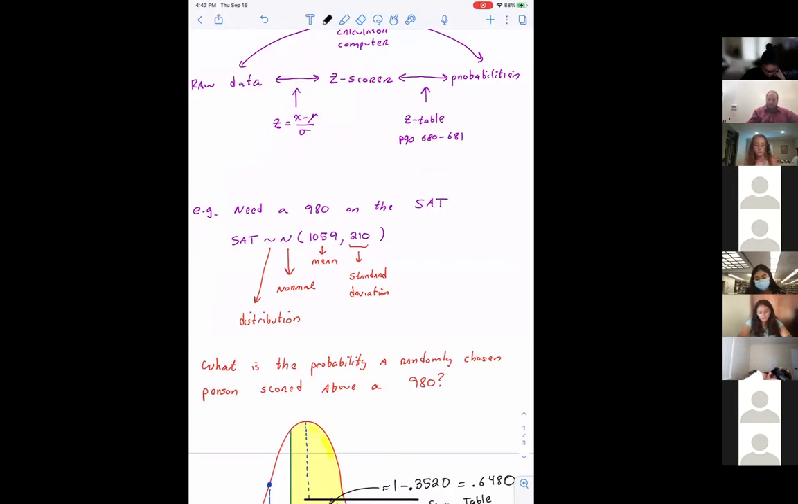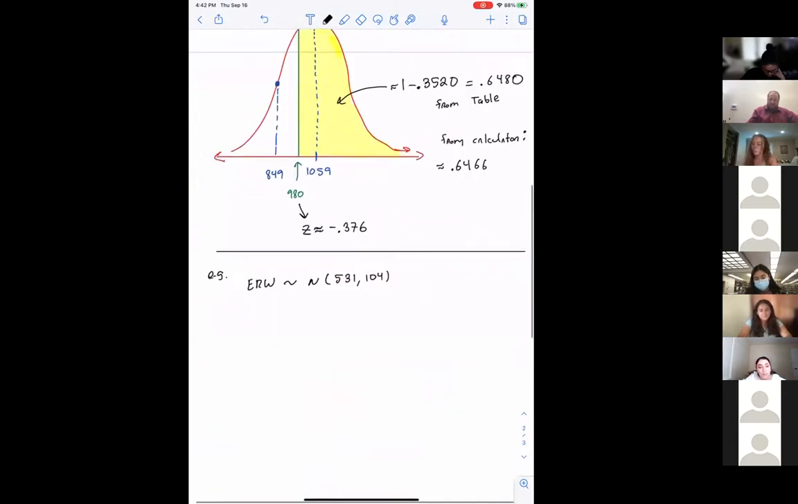So please go back to the last example. It doesn't change any of the math that we did. It just changes the notation. And in our example, just be aware that this 104 is in fact what? What is the 104? Standard deviation. It's the standard deviation. And what is the 531? The mean.